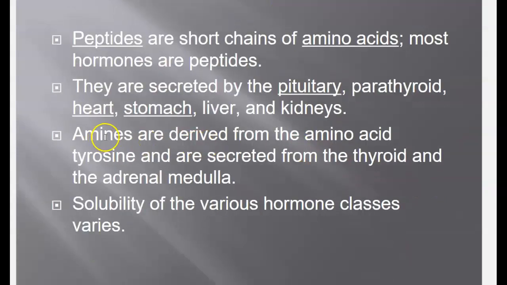The amines are derived from tyrosine. So if you don't have that in your diet, if you're deficient in that, if you can't produce it, you've got a problem right there. But most of us have it. And it's secreted from the thyroid and the adrenal medulla. So when you see adrenal, that's the gland, and the medulla is talking about the middle. Since it is a solid gland, medulla means middle.